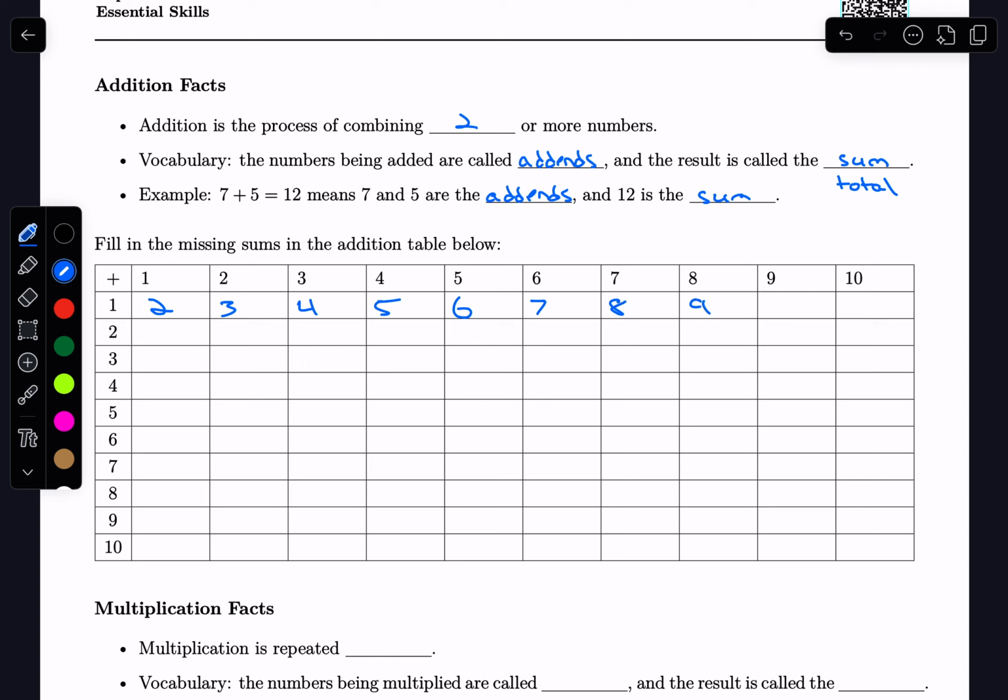So I'll finish off the first row here. But then you should be able to work all the way down to the very bottom box will be 10 plus 10, so 20 will end up in the bottom there. All right, so that's there for you to practice.